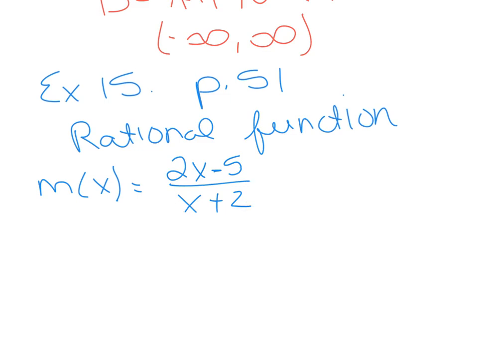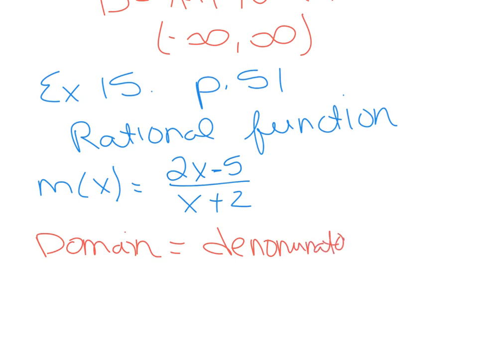The domain of a rational function is all about this denominator, because with fractions the denominator cannot equal 0. So to find the domain, you just take the denominator. You can ignore the numerator, and you say this denominator cannot equal 0, because if that denominator equaled 0, the fraction, the entire function, would be undefined.